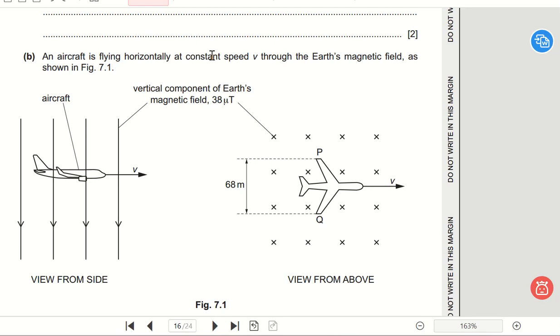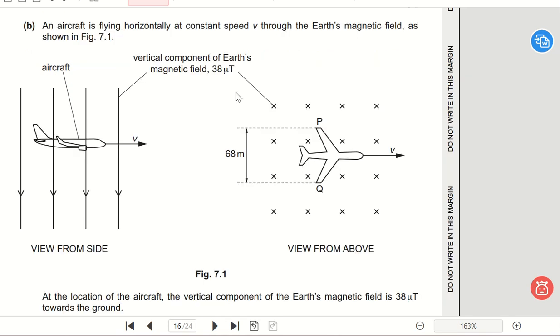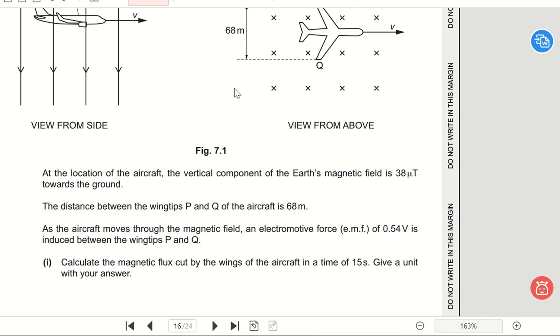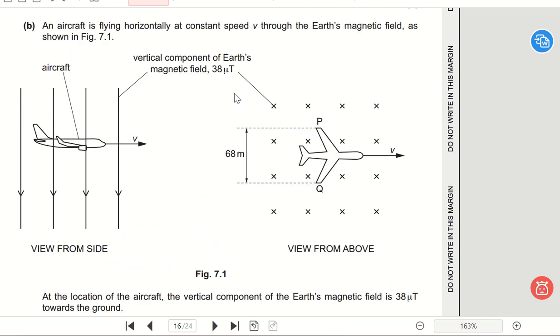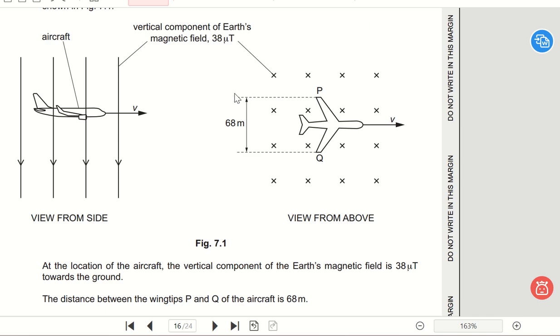An aircraft is flying horizontally at constant speed through Earth's magnetic field as shown. At the location of the aircraft, the vertical component of Earth's magnetic field is 38 micro Tesla towards the ground, as shown here from the side or from above.